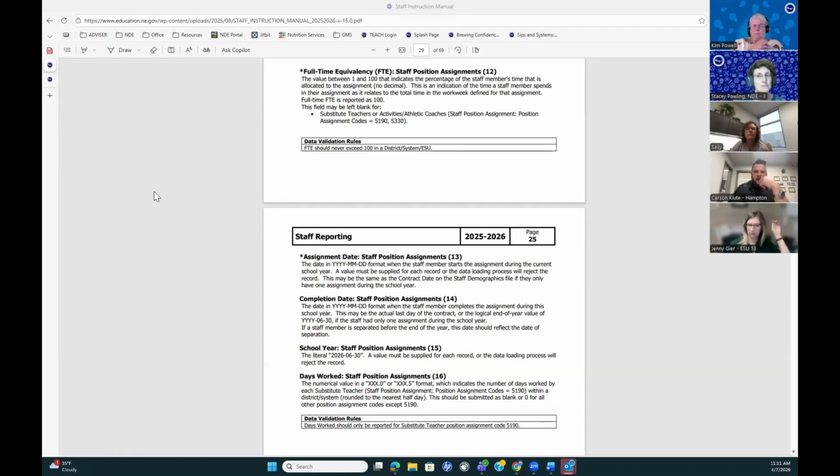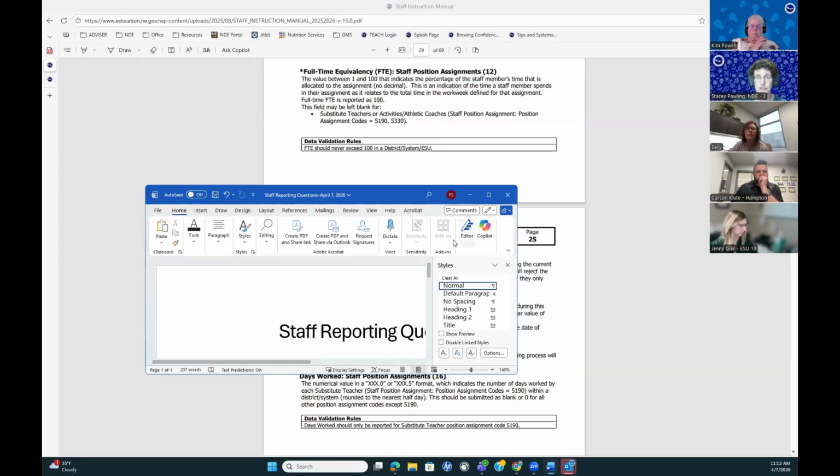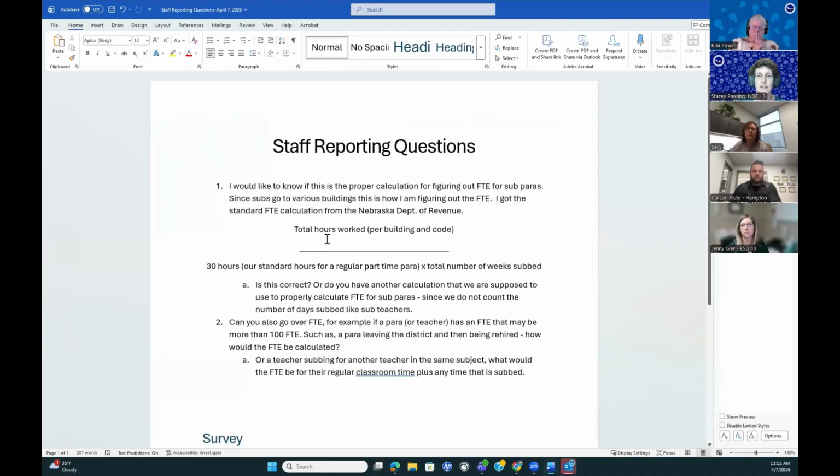And you're not supposed to be able to go over that. So you will get an error actually if you go over an FTE of 100. And then it states that the field should be left blank if it's for substitute teachers or for activities or athletic coaches. So I kind of wanted to review that. In her question, she's asking us how do we calculate this? Well, it's just a percentage of time.